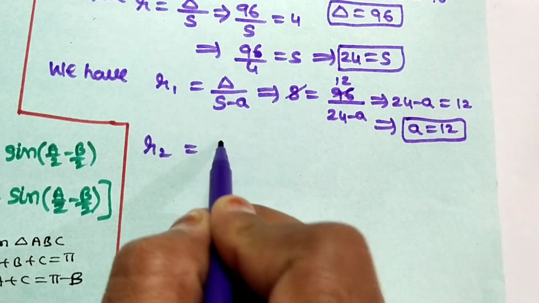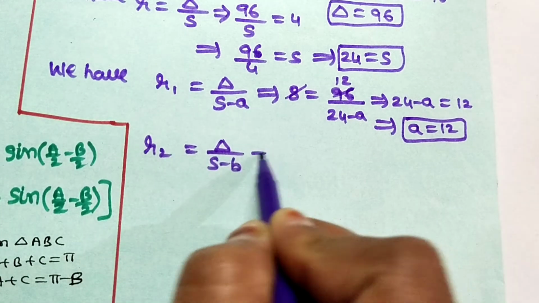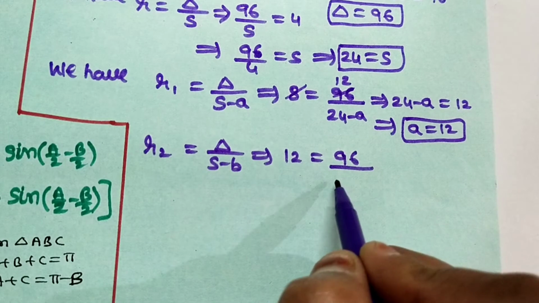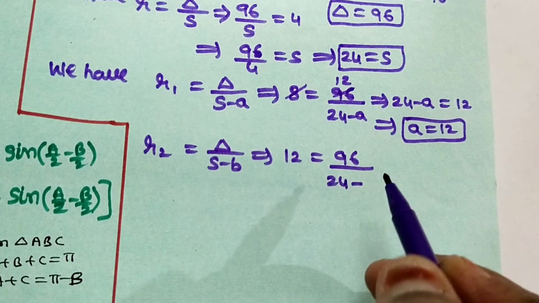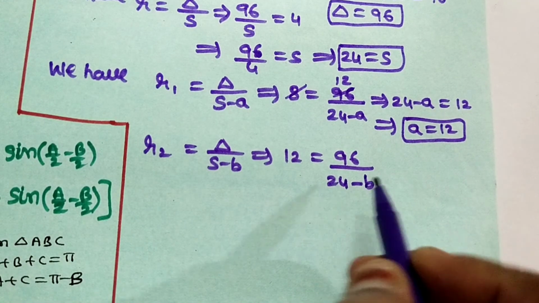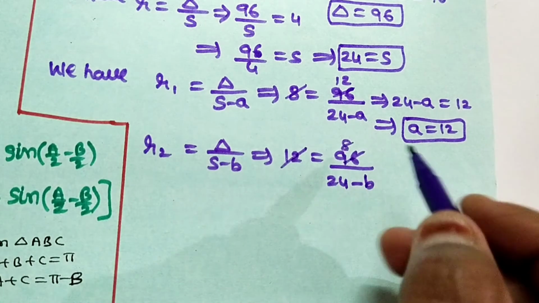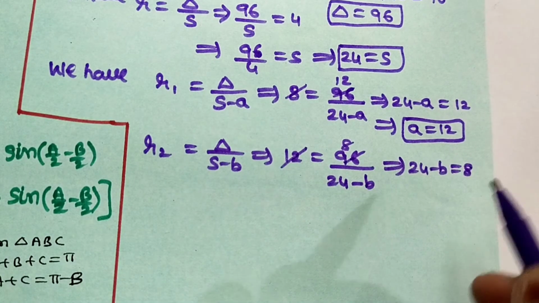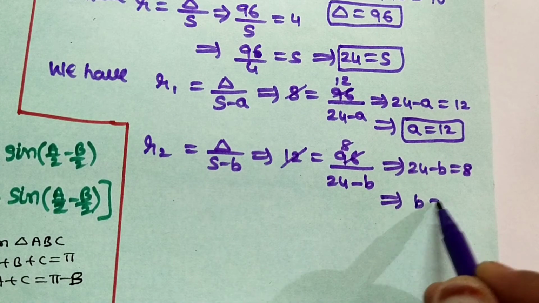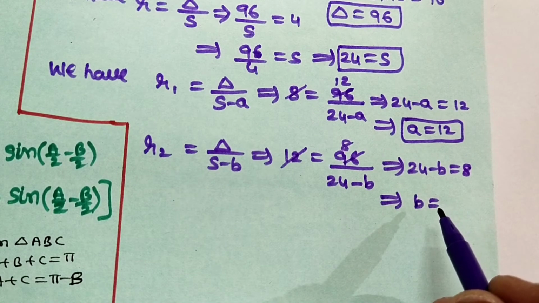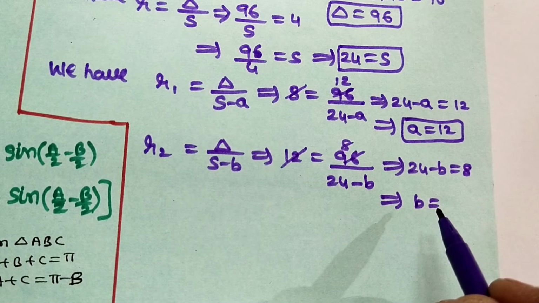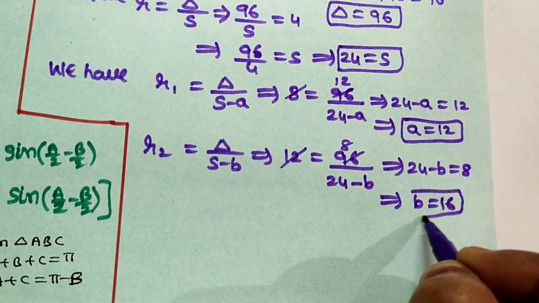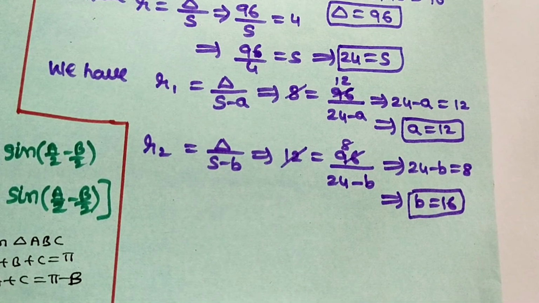R2 equal to delta by S minus B. That implies R2 value is 12 equal to 96 divided by 24 minus B. 12 ones are 12, 8s are 96. So that implies cross multiply: 24 minus B equal to 8. That implies B equal to 24 minus 8. 24 minus 8 means what? 16. B value also we got it.